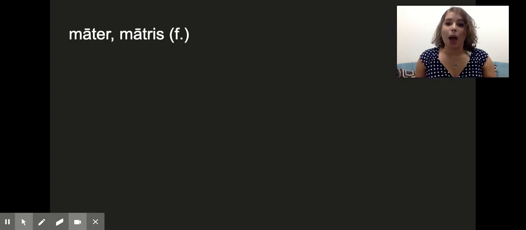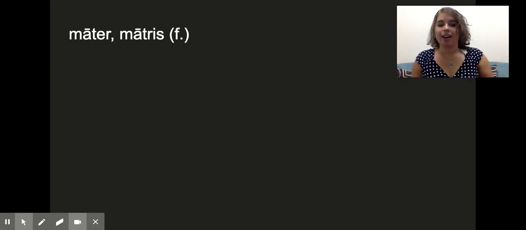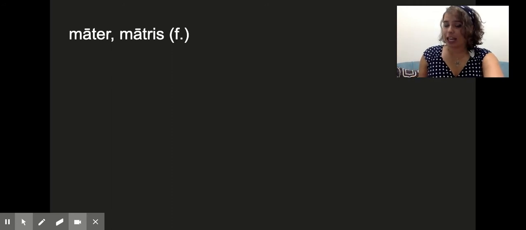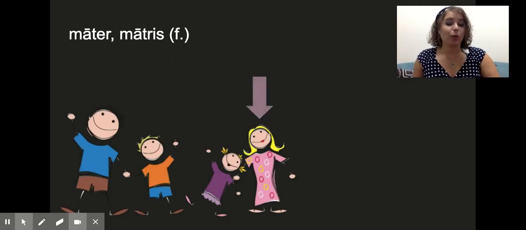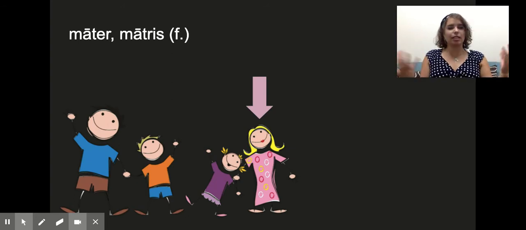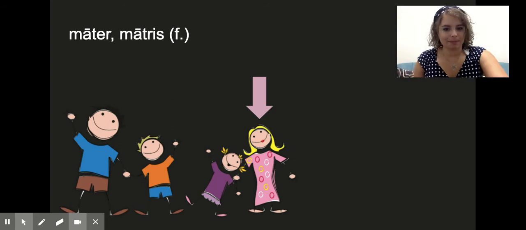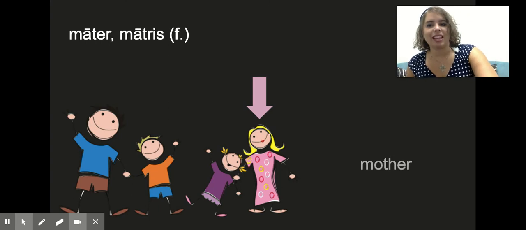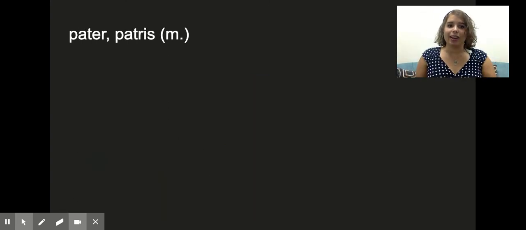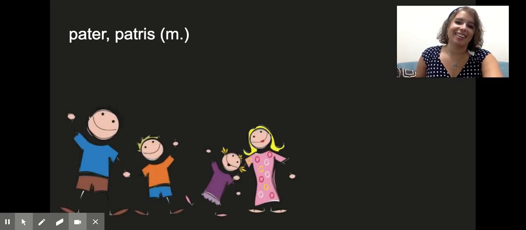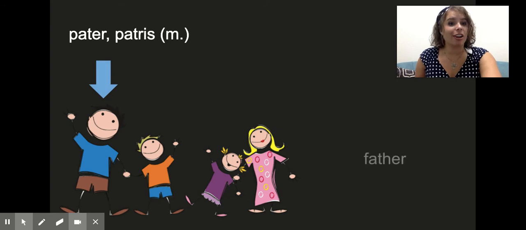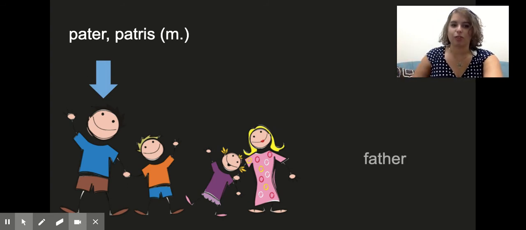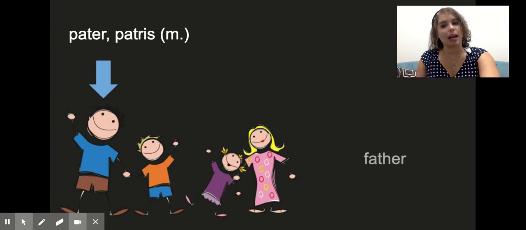Mater, matris, feminine. This is where we get words like matriarchy. This is our Latin word for mother. A matriarchy is a society that is dominated by women. Pater, patris, masculine. Opposite of mater, this is our word for father. It's where the word patriarchy comes from. Patriarchy is a society dominated by men.